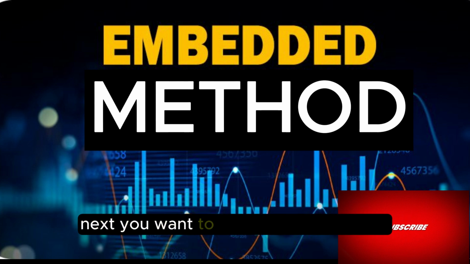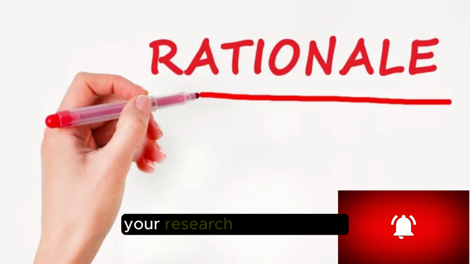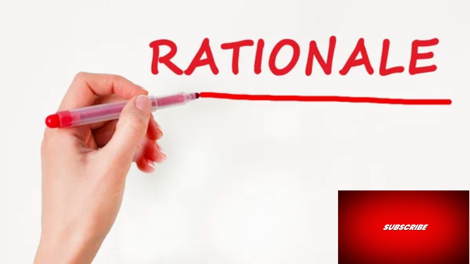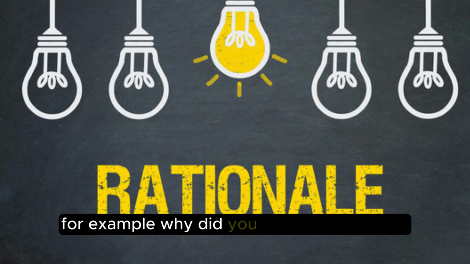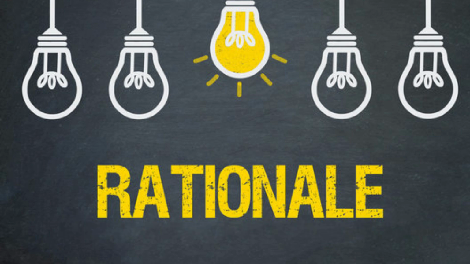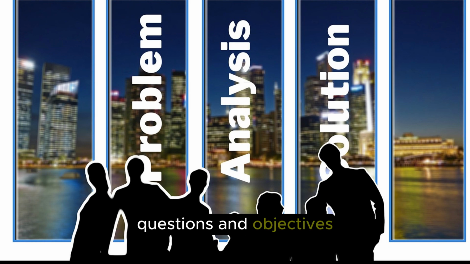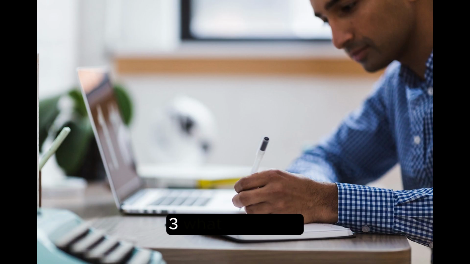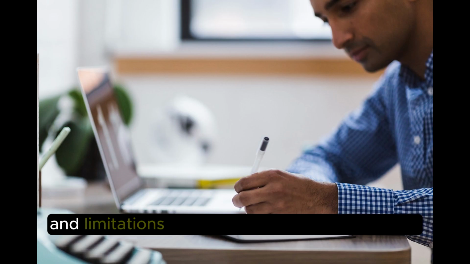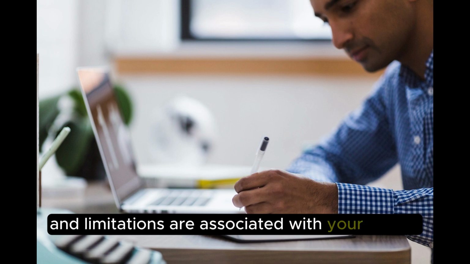Next, you want to state the rationale for your research design choice. For example, 1, why did you choose this design? 2, how does it align with your research questions and objectives? 3, what strengths and limitations are associated with your design?